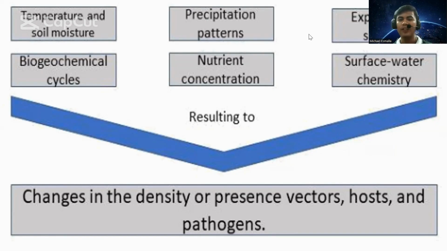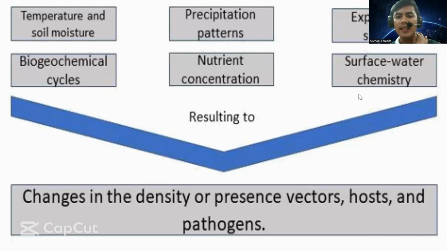Exposure to sunlight, of course. Geochemical cycles. Ito, gi-ingon ko, di ba, ang subsystems of the earth are interconnected to each other. They are affecting each other, di ba? They are interacting with each other. So katong mga like biogeochemical cycles nato like nitrogen cycle, katong mga water cycle nato that would be affected. Nutrient concentration, surface water chemistry. So those are the different abiotic components or non-living components that would be affected sa pag-change nato sa habitat.